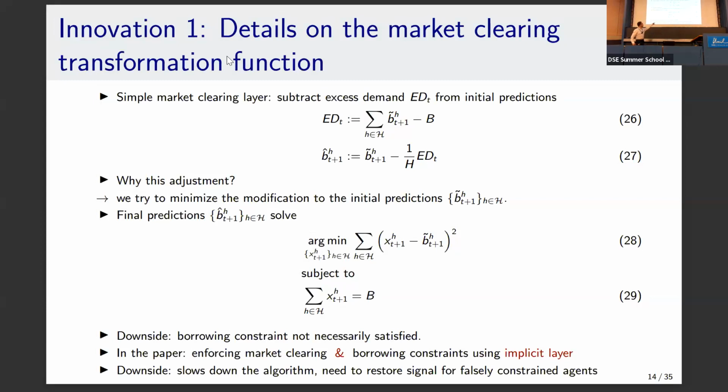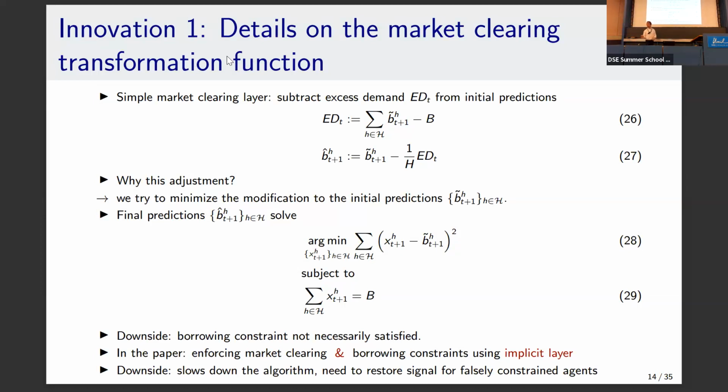And there are some downsides to this. The first downside is that previously, for example, using a softplus activation function in the outside layer, we could have ensured that the borrowing constraints are always exactly satisfied. But now, if you subtract something, then potentially they could be violated. So instead, we can write down a different problem, where we are also demanding that all x_{t+1} are consistent with the borrowing constraint.